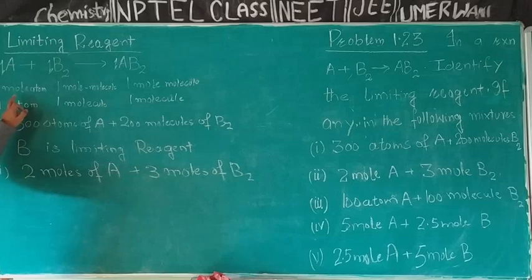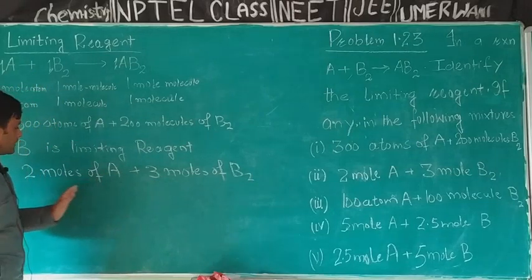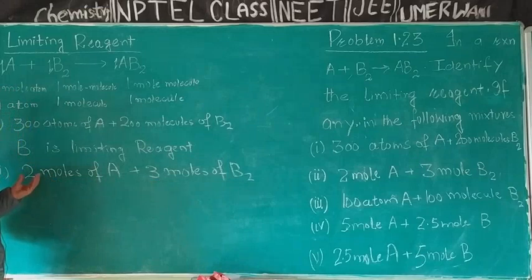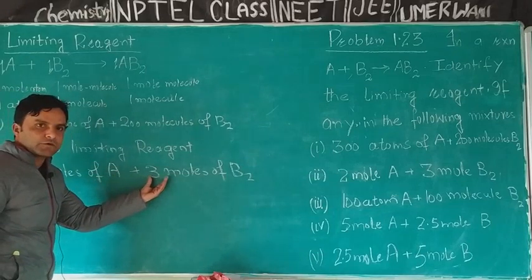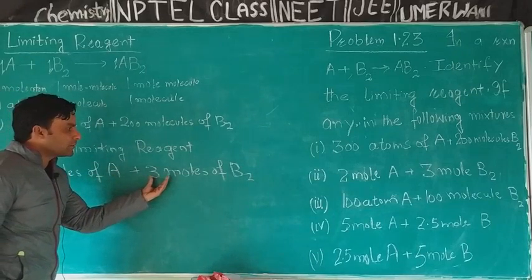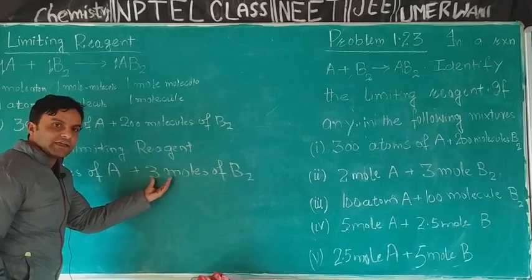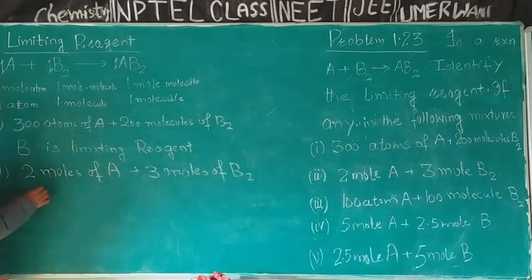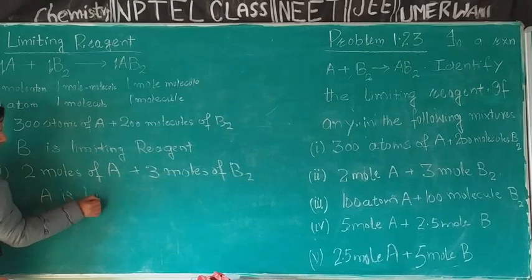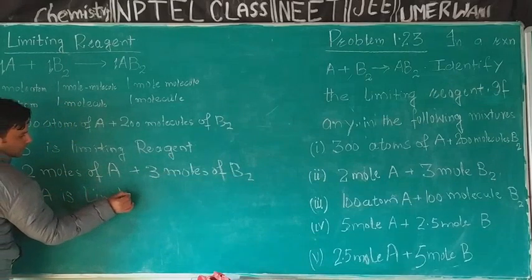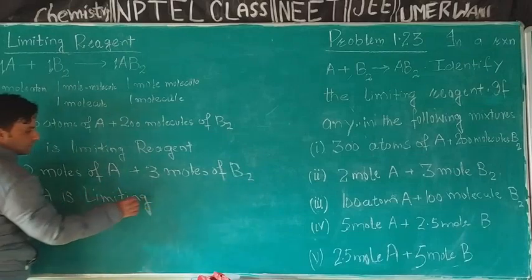The stoichiometric ratio between moles of A and B2 is 1:1, but here the ratio is 2:3. The desired thing is that for 2 moles of A, I should have 2 moles of B2, but the number of moles of B2 is 3, more than 2. Therefore, in this mixture, B2 is the excess reactant and A is the limiting reagent. Let me write its answer here. A is the limiting reagent. Right? I hope you got my point. A is the limiting reagent.